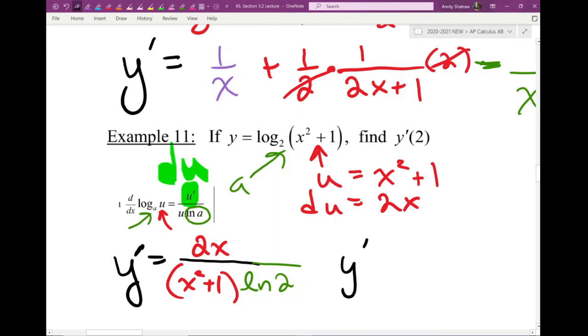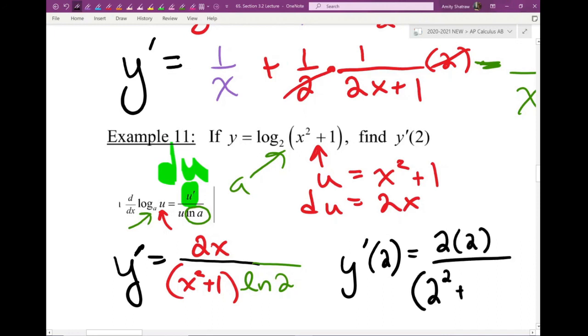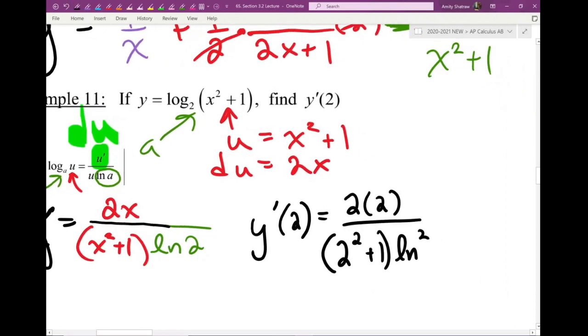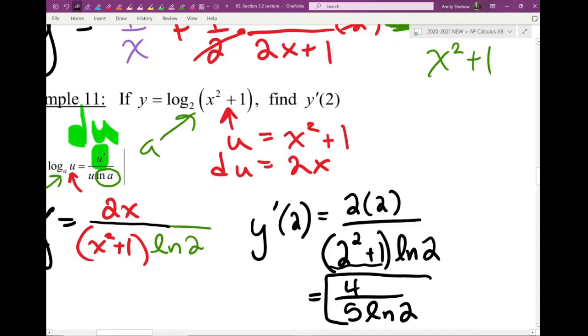Okay, y prime evaluated at 2, and no colors here, I'm getting tired of that. 2 times 2 over 2 squared plus 1 times the natural log of 2. I would simplify this in the following way. I have 4. Here I have 4 plus 1 is 5, and this is a natural log of 2. Ta-da! Officially, that answer totally works.